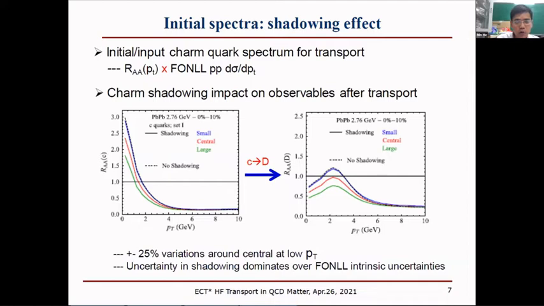And then the charm quark shadowing, different shadowing would have different impact on the charm quark RAA, of course, especially at low pT. And also after hadronization, also at the level of D meson RAA. So this represents a significant uncertainty. If you take different charm shadowing parameterizations, then you get a different RAA, especially if the shadowing is pretty large. With the largest shadowing, then the RAA of the D meson will be all below 1, below unity, in all pT range.